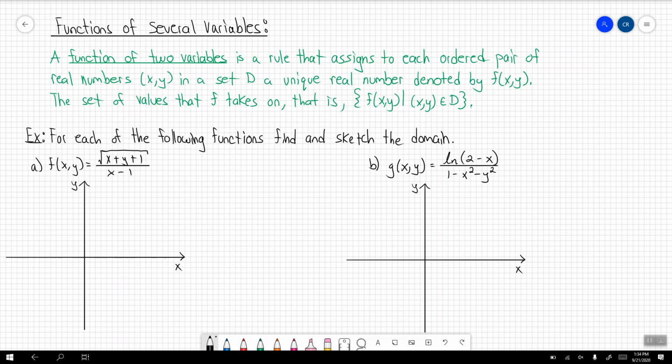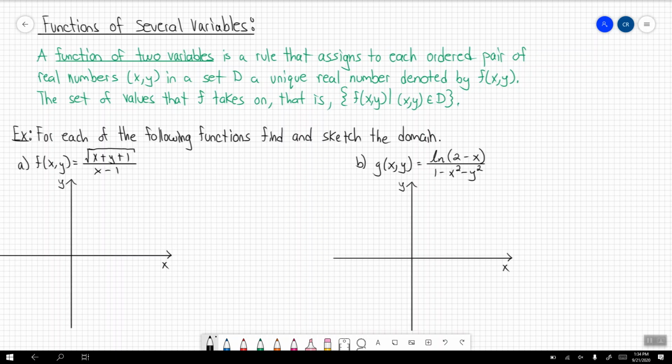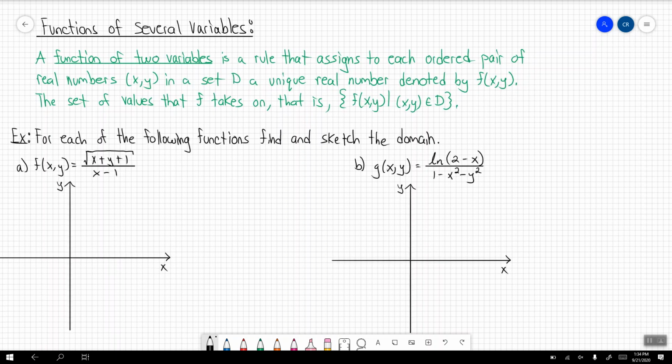We're going to be looking at functions of several variables. To start off, we're going to look at the definition for a function of two variables. This says that a function of two variables is a rule that assigns to each ordered pair of real numbers x, y in a set D a unique real number denoted by f of x, y.